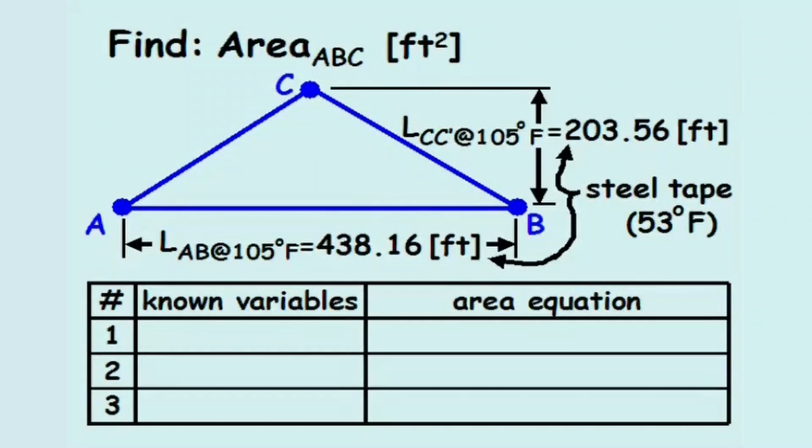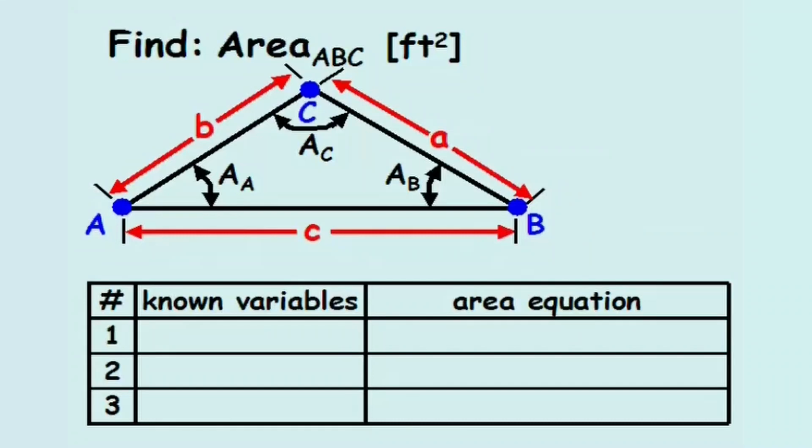We'll begin by defining capital A, B, and C as the interior angles of the triangle at points A, B, and C, respectively. Also, lowercase letters a, b, and c will refer to side lengths on the opposite side of the triangle from the angle of the same letter. On to our area equations.